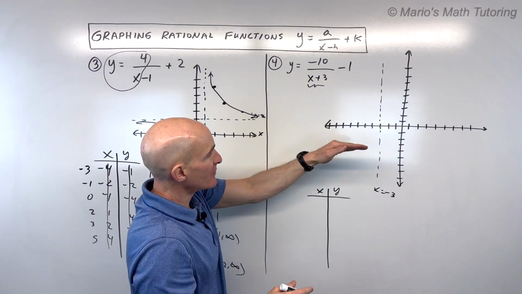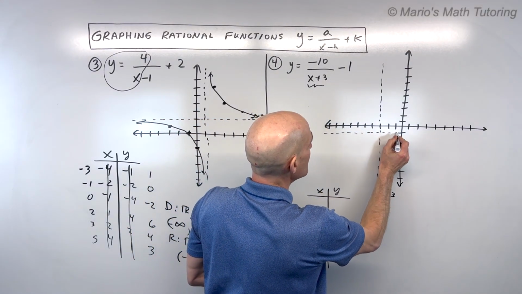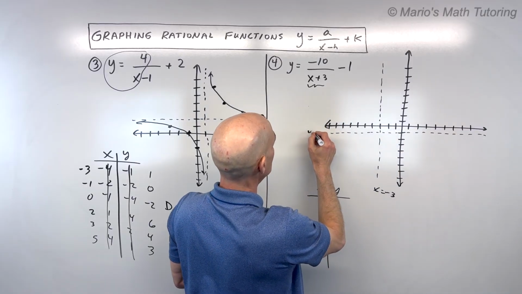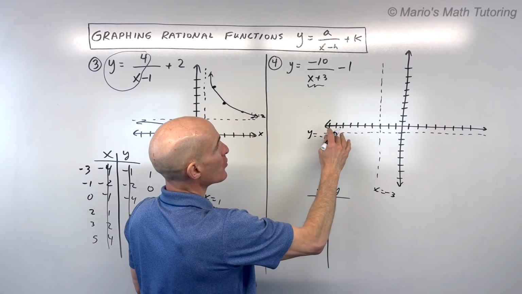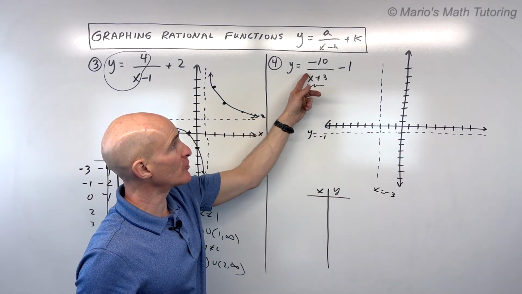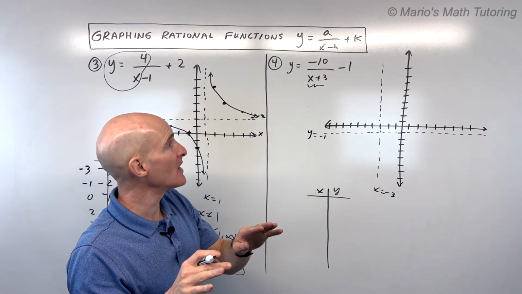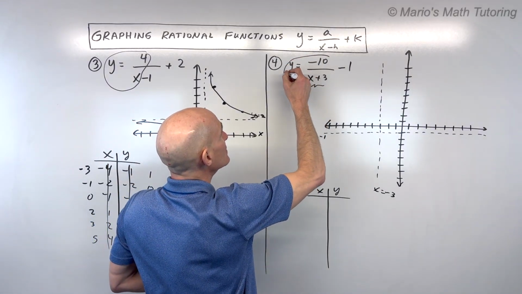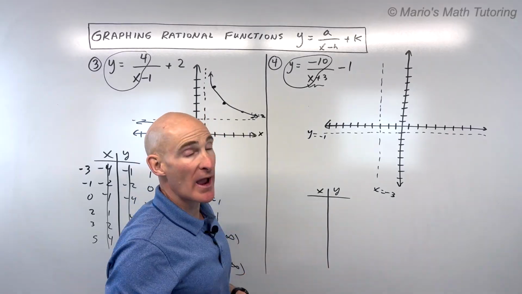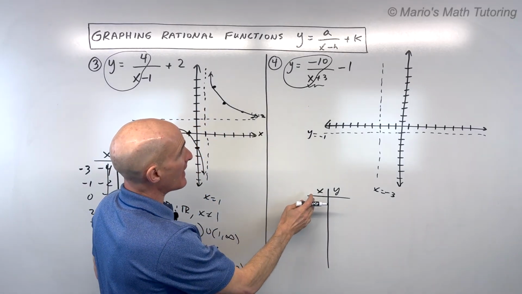Then the -1 is going to shift everything down 1. So that's going to give us a horizontal asymptote right here at y equals -1. Remember, y equals lines are horizontal lines. Again, x can't be -3 because you'd be dividing by 0. That's undefined. Let's focus in on the parent function, which is just y equals -10 over x. Let's make a table on that. That's a little bit easier.